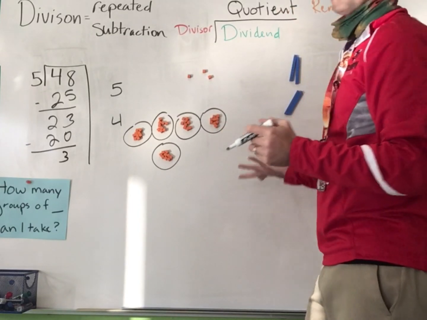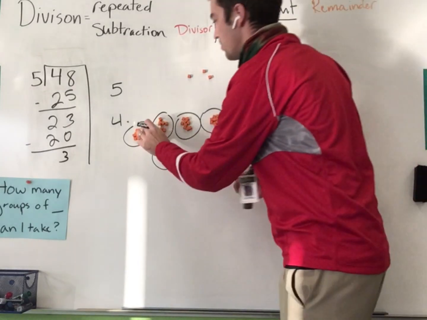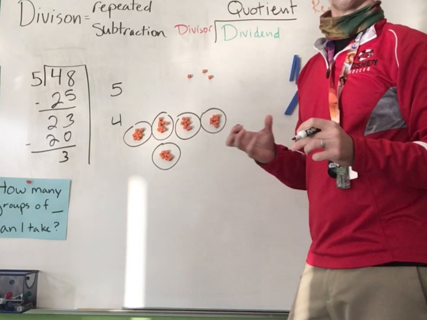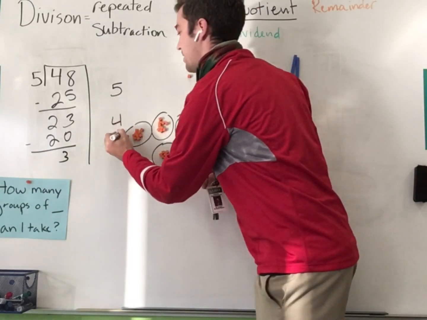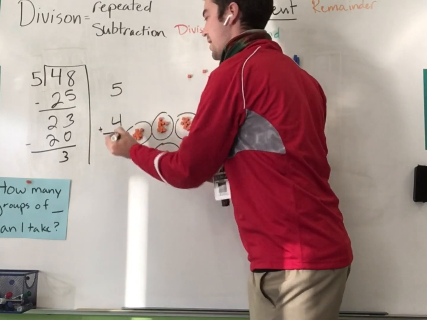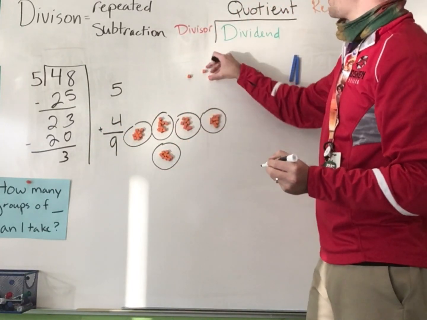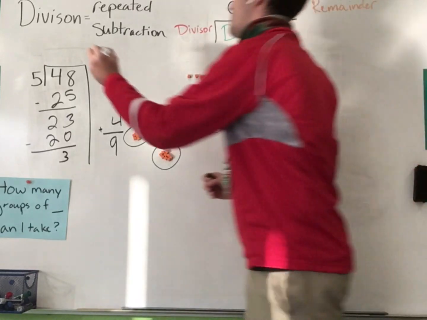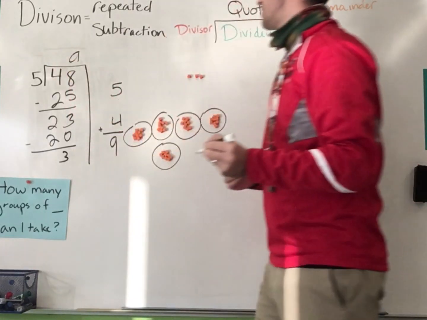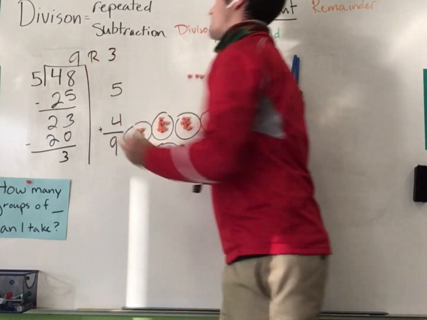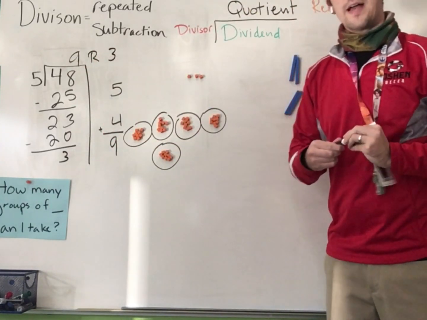Now, how many do I have in each group? 1, 2, 3, 4, 5, 6, 7, 8, 9. I have 9 in each group. To do that, I just add up how many I put in each group. I have 9 in each group, and I have 3 left over. So to write my answer, I would write 9, remainder, 3. That concludes Lesson 1.